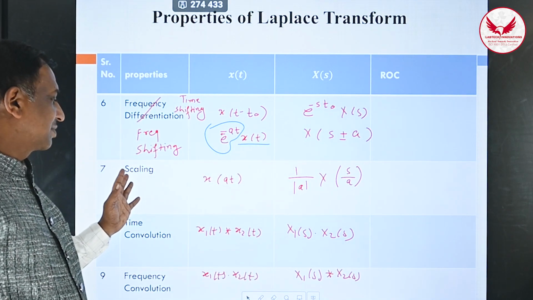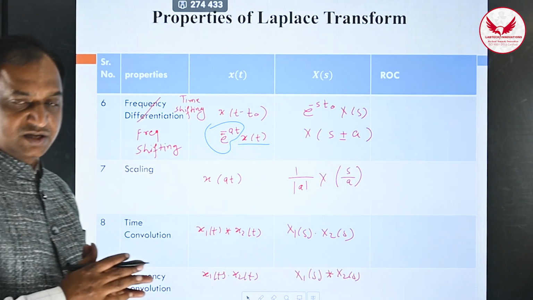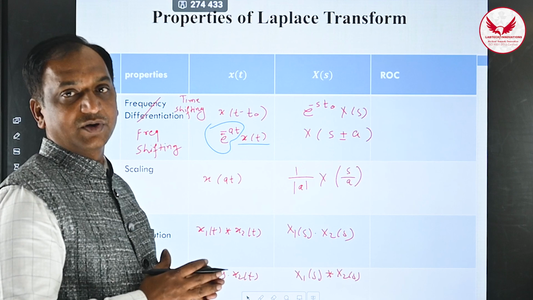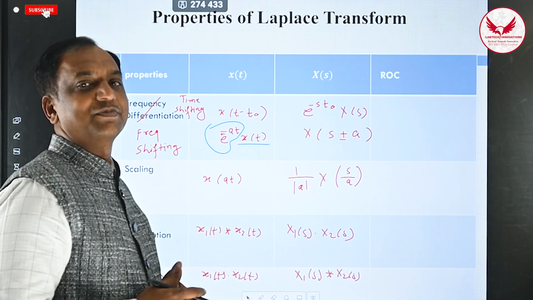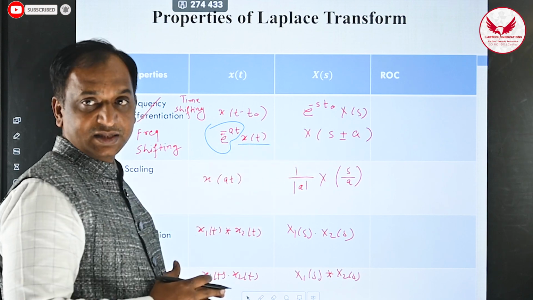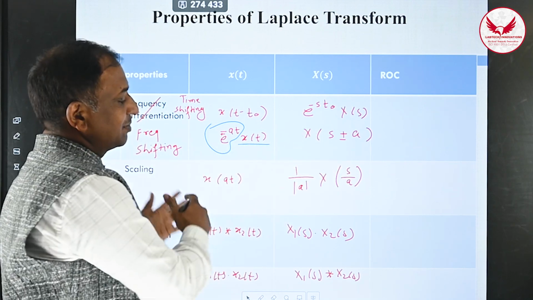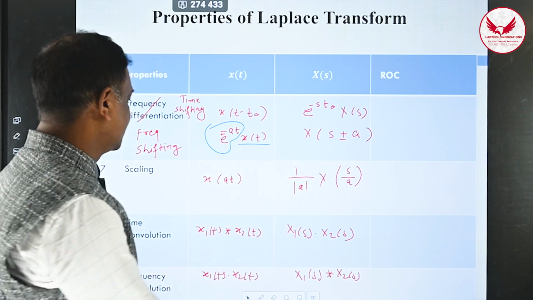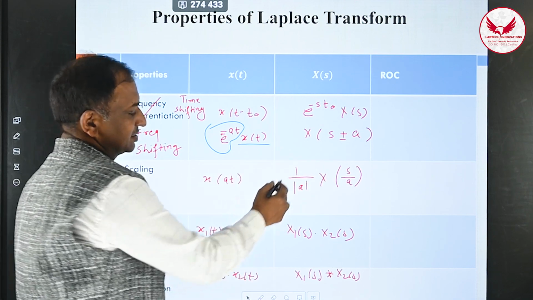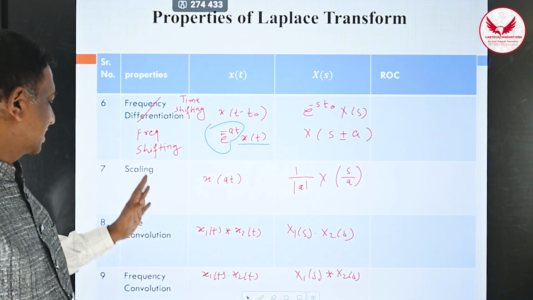Next is the time scaling property. If the signal is scaled in the time domain, that is either compressed or expanded, the opposite operation will take place in the s domain. So if it is a compression in the time domain, it is expanded in the frequency domain, because it is s by a. If it is expanded in the time domain, it is compressed in the frequency domain. So the Laplace transform of x of at is equal to 1 upon mod a, x of s by a. This is called the time scaling property.